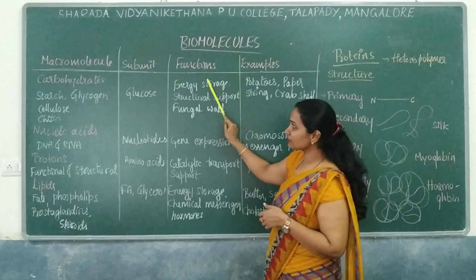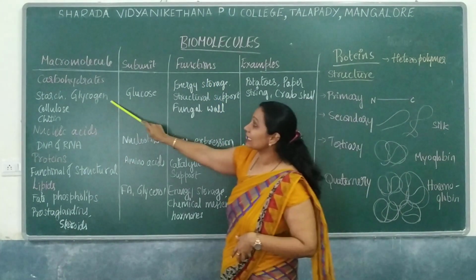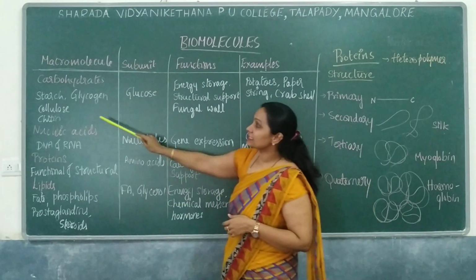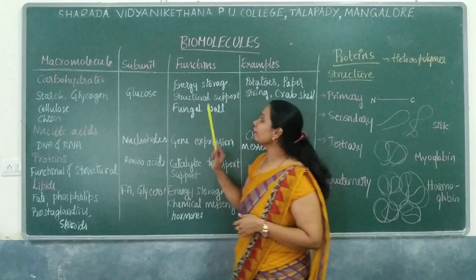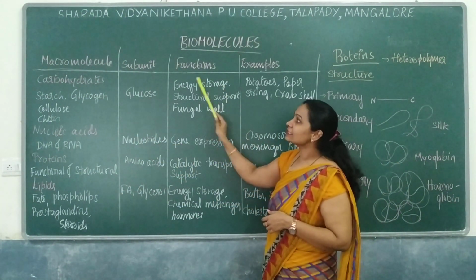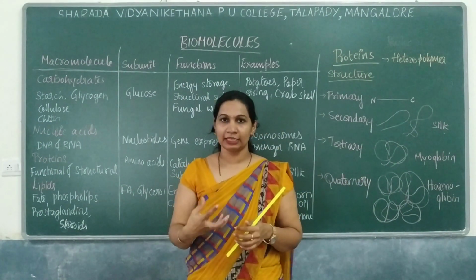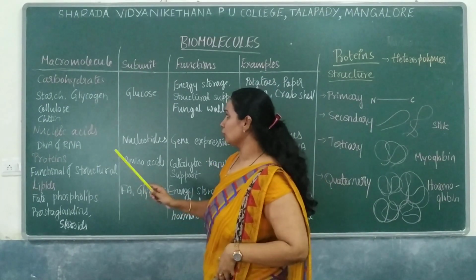Whereas the starch is a storage food material. It is an energy storage in the plants. Glycogen is a storage food material in animals. Cellulose is mainly found in plants. Okay, cellulose is mainly found in plants where paper, everything mainly consisting of cellulose.